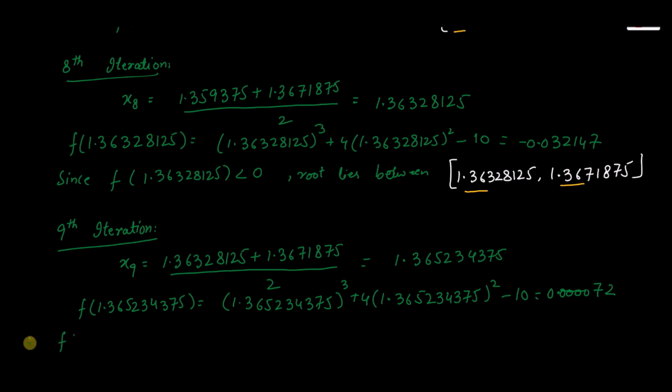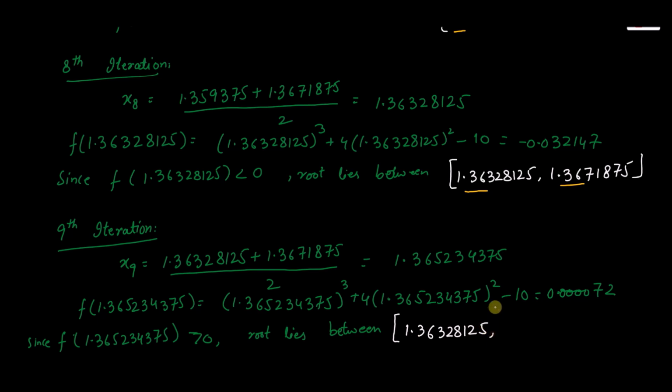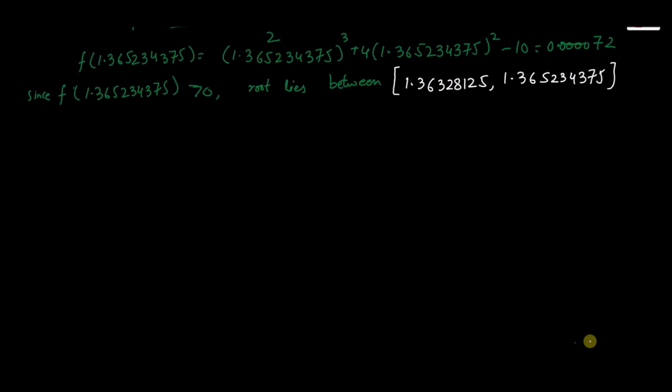So it means that since f of 1.365234375 is greater than 0, the root lies between this interval. So we need to update the interval on the positive side, so the negative side would remain the same, 1.36328125, and we need to update 1.365234375. Still the accuracy is 2 decimal places, so we need to go for more iterations. So let's go to the 10th iteration.